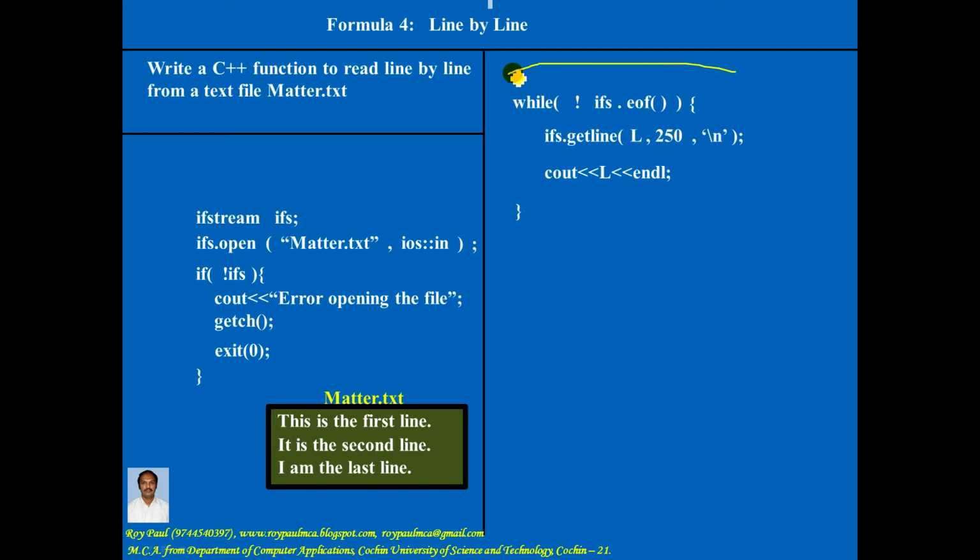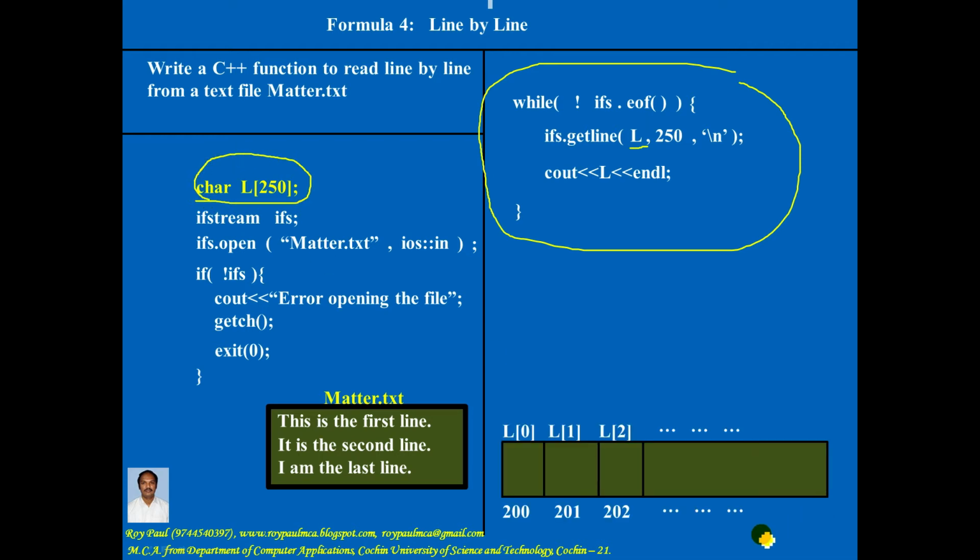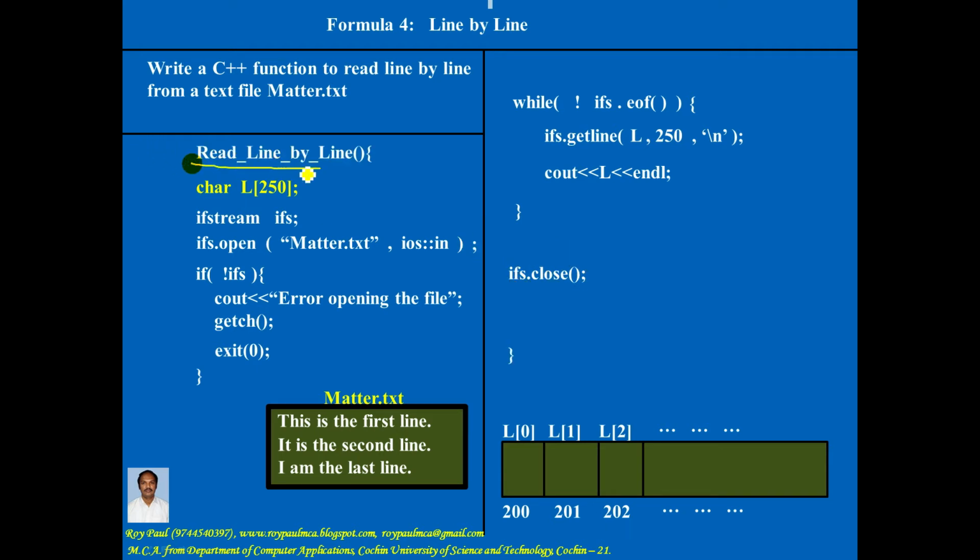To read line by line, this is a piece of code that we make use of. Here L should be declared as an array of characters and memory is allocated for the array like this. Once the use is over, close the file. The piece of code should be inside a function and the return type is void. Now let me explain this formula, reading line by line.